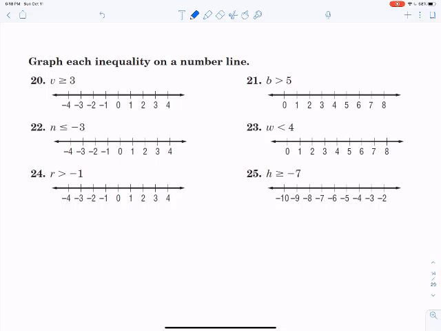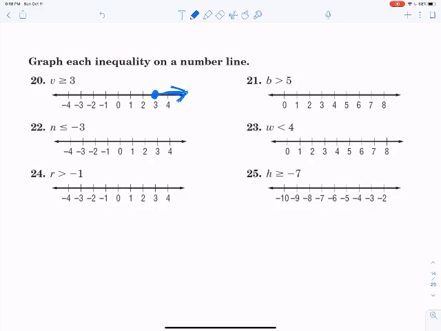So this first one, I wanted you to graph the solution v is greater than or equal to 3. What you'd do is put a circle on 3. Because it has a bar on it, I'm going to shade that circle in, so it's going to be a closed circle. And we're going to shade to the greater than 3, so that means to the right of 3.